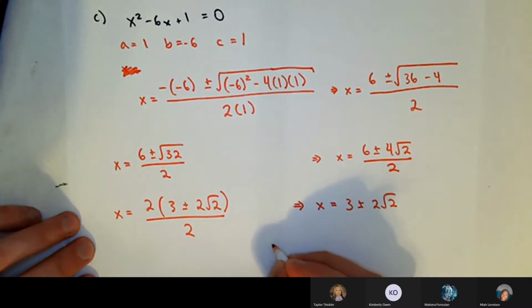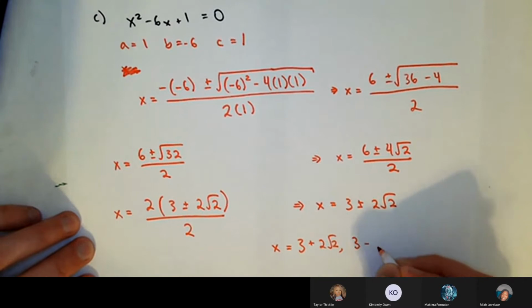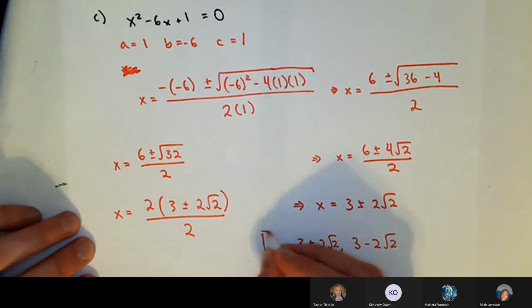So comma separating the answers, x would be 3 plus 2 square root of 2, comma 3 minus 2 square root of 2.